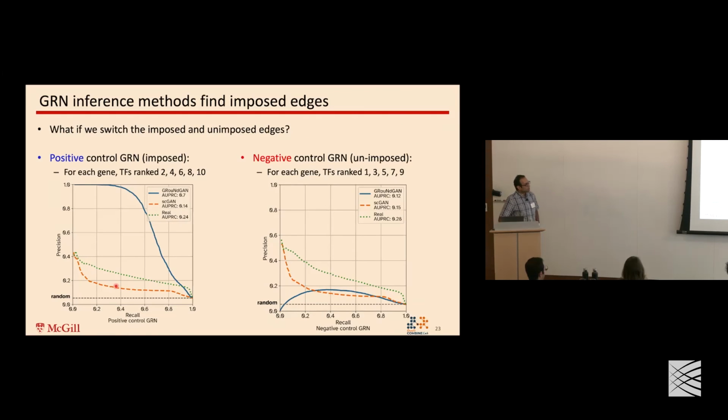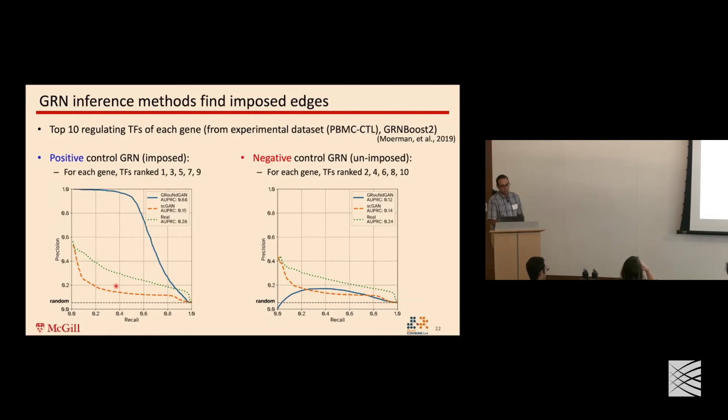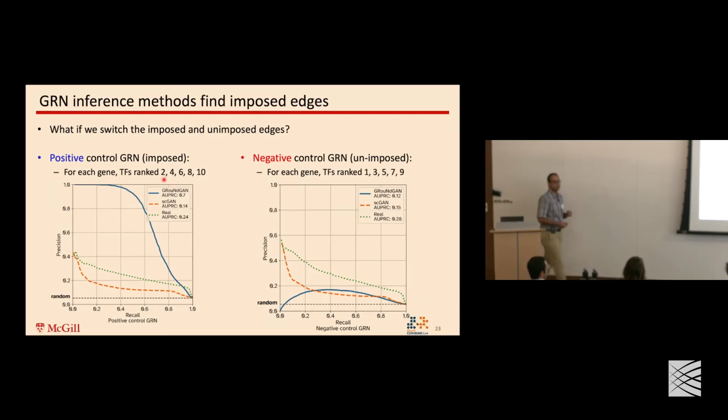Now, you may ask: is there anything unique about this imposed GRN? Maybe because you had the top TF in there, that is biasing your results. So to test that, we switched the roles of the imposed and the negative and positive. We imposed TFs ranked 2, 4, 6, 8, 10, and did not impose 1, 3, 5, 7, 9. And again, a very similar behavior was observed with regards to this GRN inference benchmarking.